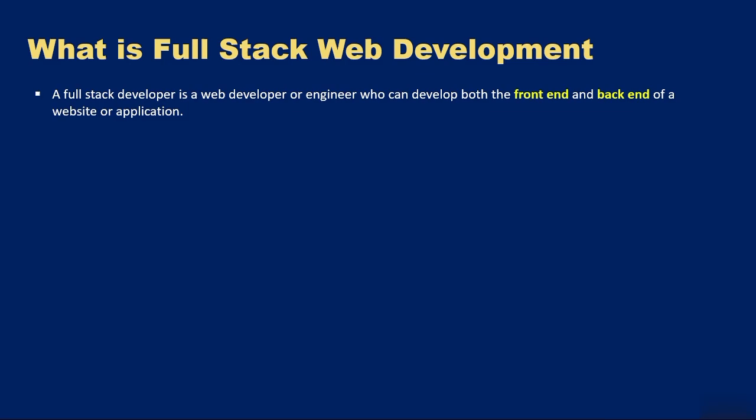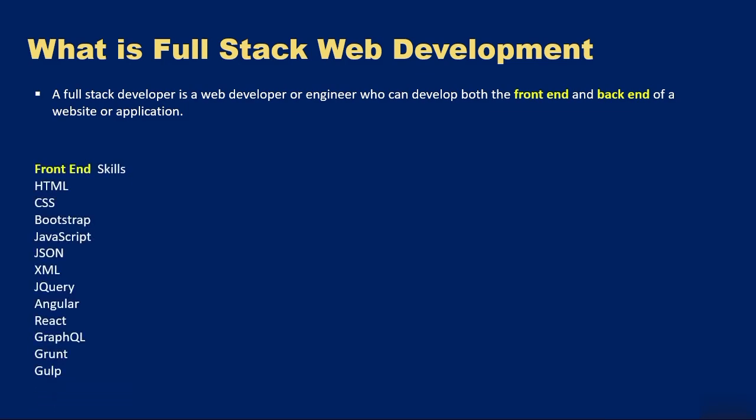So for front-end skills, it includes things like HTML, CSS, Bootstrap, and JavaScript. These four are the key ones that most web applications will have. So every web application should have some HTML in it, some CSS, and some JavaScript.